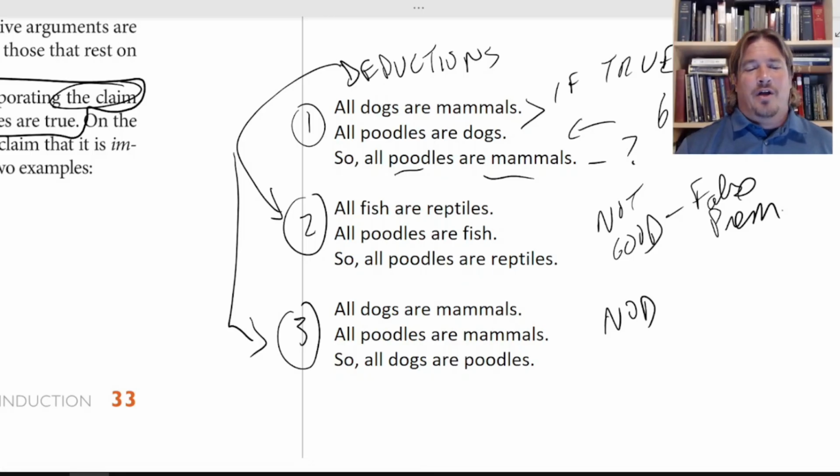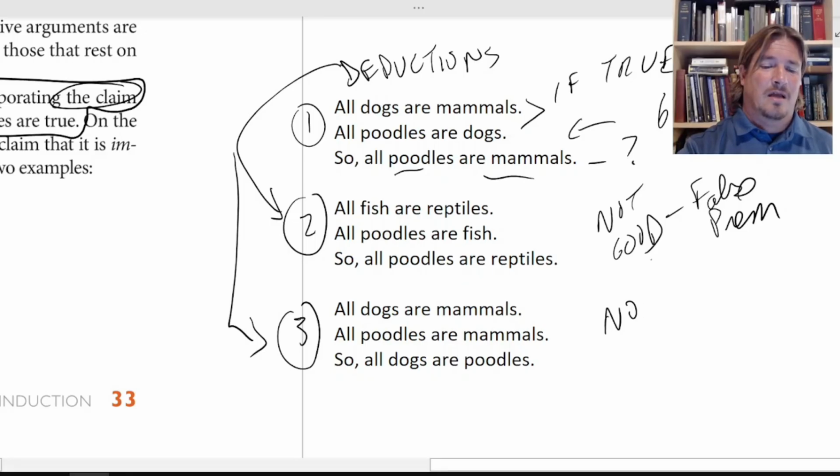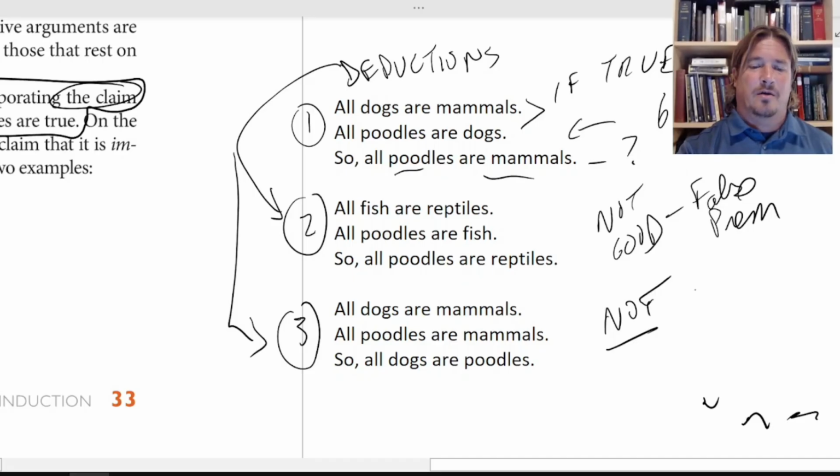But number 3: all dogs are mammals, all poodles are mammals, so all dogs are poodles. Now you might think, well, those premises are both true. All dogs are mammals, and all poodles are mammals. But what about the conclusion? Does the conclusion follow? No, it doesn't. No, this is not a good argument. This is not good. And we'll learn in the next section why it's not good.